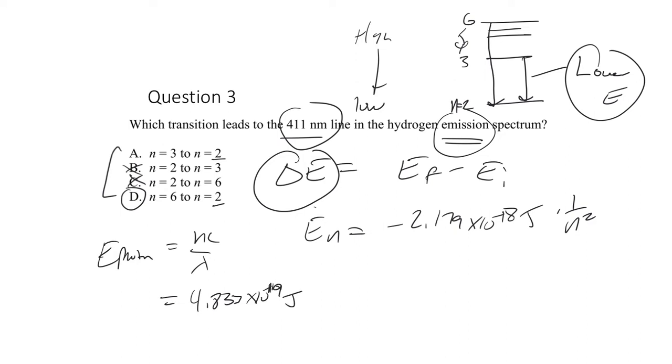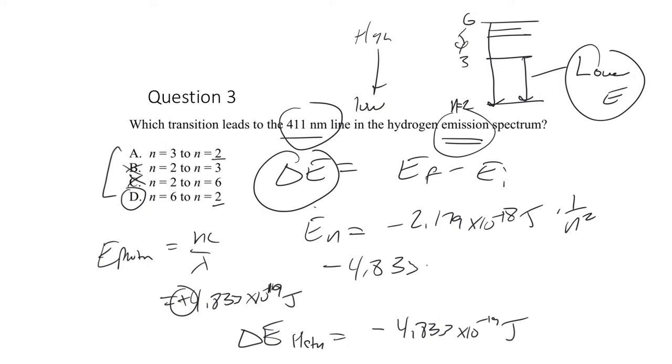And that's the change of energy for the atoms. The atom's losing this energy, and then the photon's gaining the energy. So our delta E here, the atom loses energy, so our photon energy is positive. The delta E for the electron in the H atom has to be negative 4.833 times 10 to the minus 19 joules. The atom's losing energy, so I have minus 4.833 times 10 to the minus 19 joules here.